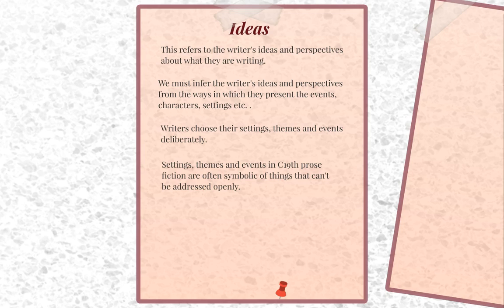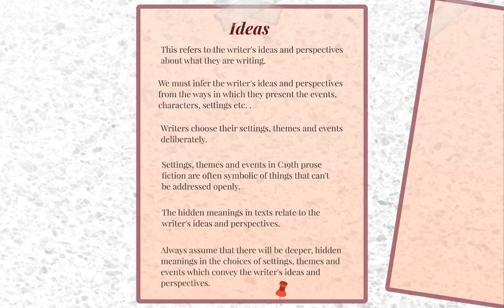The settings, the themes and the events of 19th century prose fiction are generally symbolic of things that can't be addressed openly. There are hidden meanings within all of these texts, and those hidden meanings are the things that relate to the writer's ideas and perspectives. Therefore, you always need to assume that there are deeper hidden meanings, and it is your job to get at those by using this acronym CITE and thinking about how the setting is symbolic, what ideas are being conveyed, what events are taking place, what themes are being addressed.